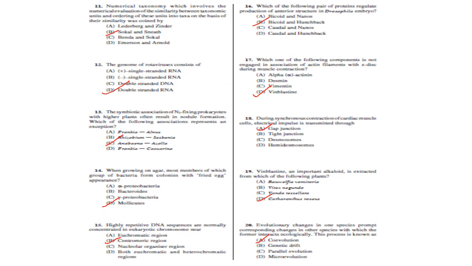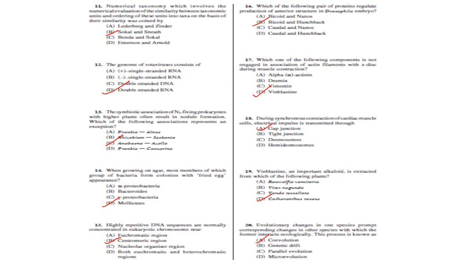Then next one, which of the following pair of proteins regulate production of anterior structures in Drosophila embryos? So it is bicoid and hunchback. Answer is option B. Bicoid regulates expression of genes responsible for anterior structures, and it also stimulates hunchback. Hunchback regulates transcription of genes responsible for anterior structures. So the answer here is bicoid and hunchback.